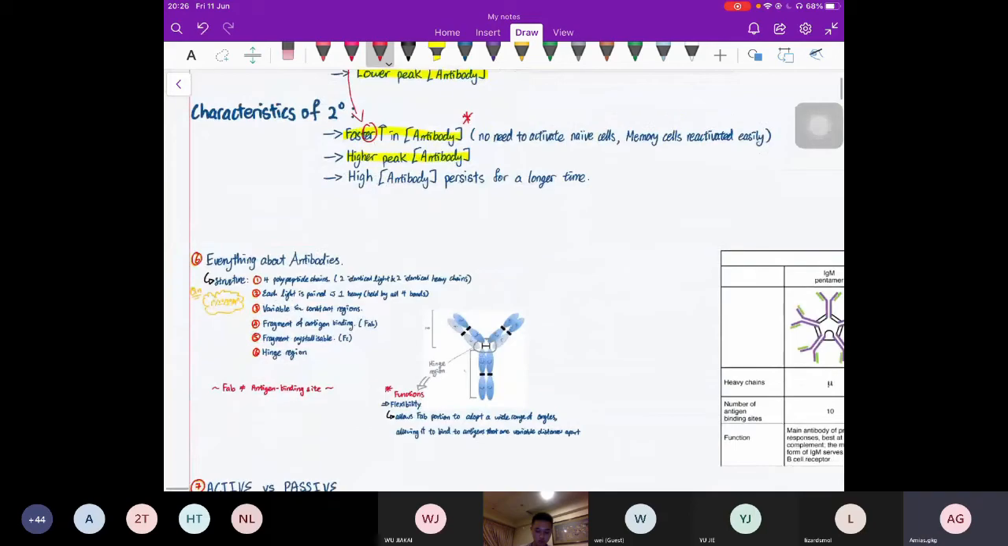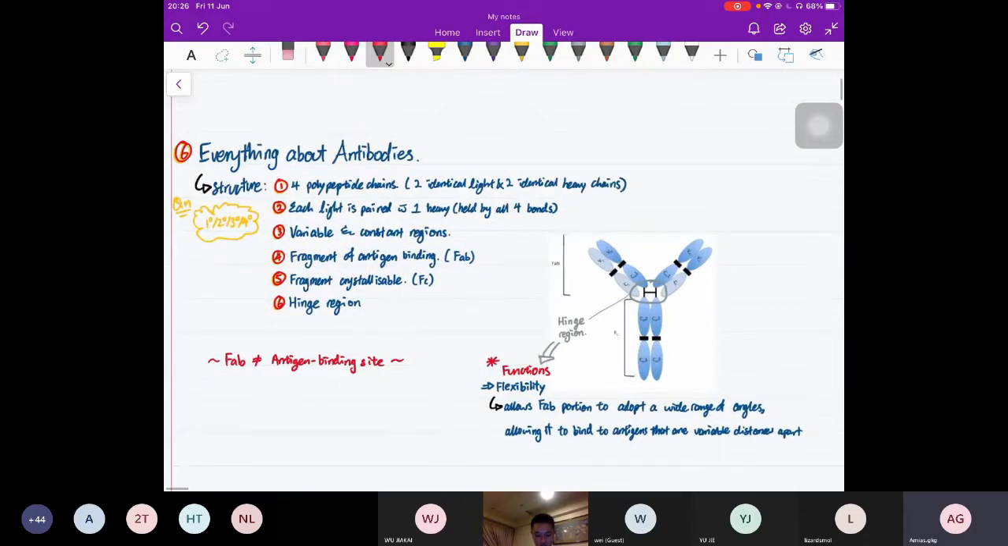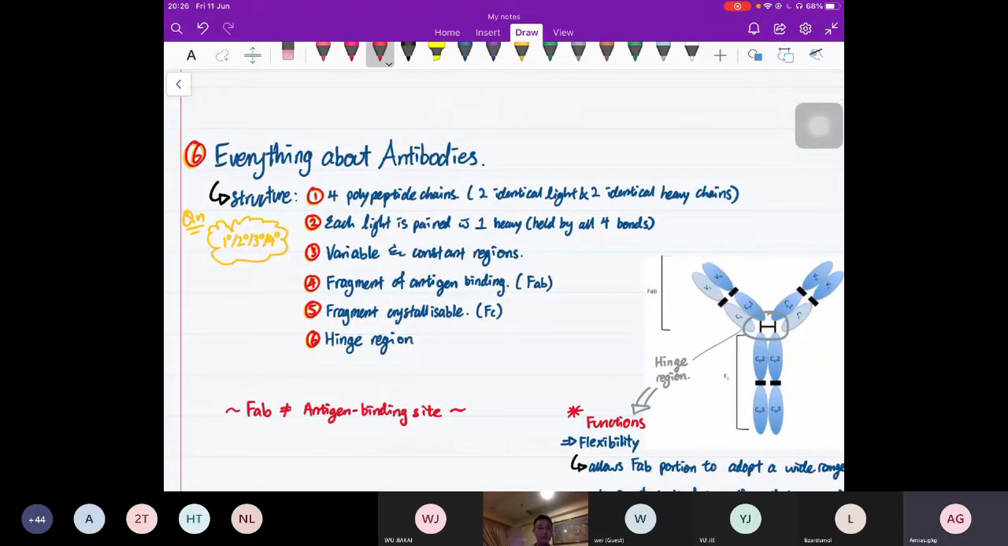Okay, so next we're going to talk about antibodies. So everything you need to know about antibodies. We first talk about its structure. So its structure, we have 4 polypeptide chains. So 2 identical light, 2 identical heavy chains.